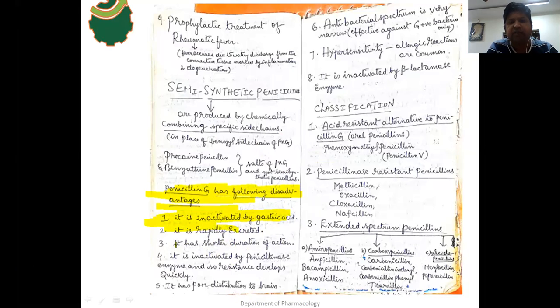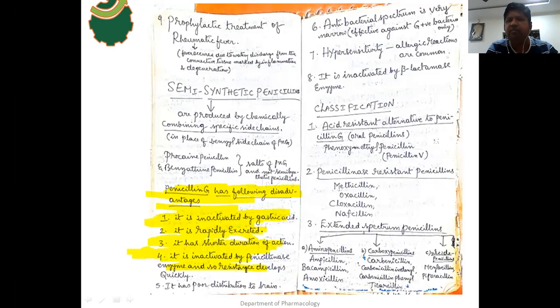Another disadvantage is that it is rapidly excreted. Its duration of action is very short. It works only for 2 to 2.5 hours because of rapid excretion by tubular secretion. That's why the third one is that it has a shorter duration of action. And the fourth point, as I mentioned, is that it is inactivated by some enzymes, which develops resistance.